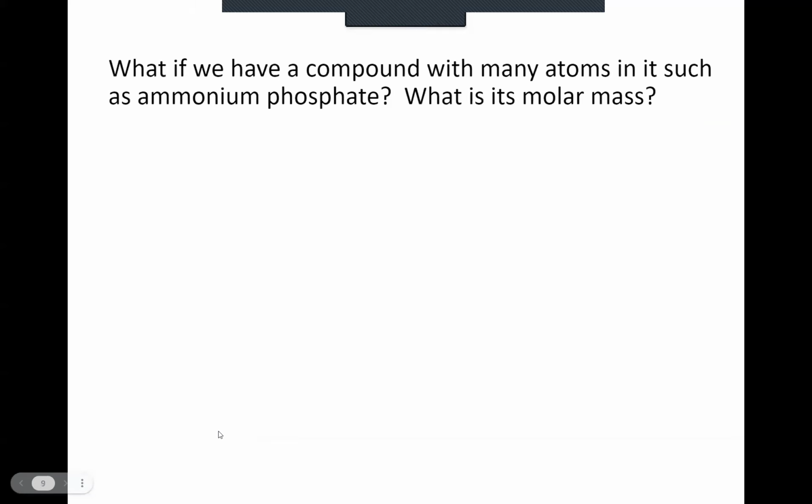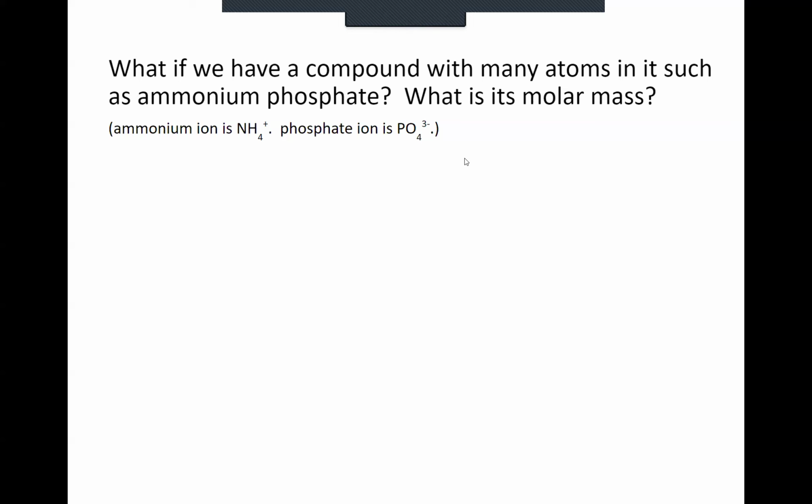Let's walk through this. What if we have a compound with many atoms in it, like ammonium phosphate? What would be ammonium phosphate's molar mass? Okay, we need to know something about nomenclature. I remember binary ionic nomenclature. I remember polyatomic ionic nomenclature. I even recognize the name ammonium. I think it's on my list of polyatomic ions. I might look that up. I know that because the ending is ate, phosphate is also a polyatomic ion.